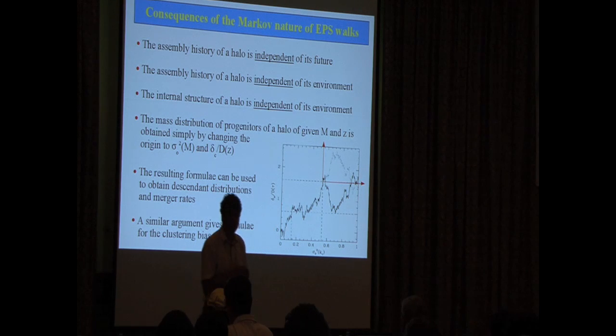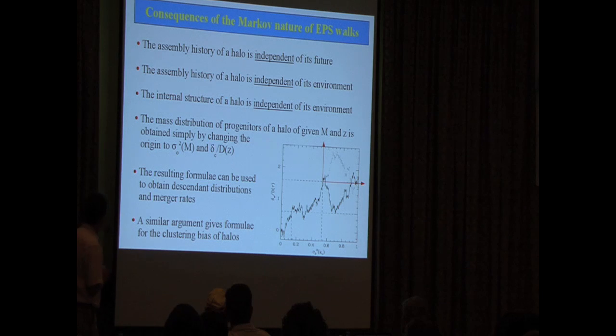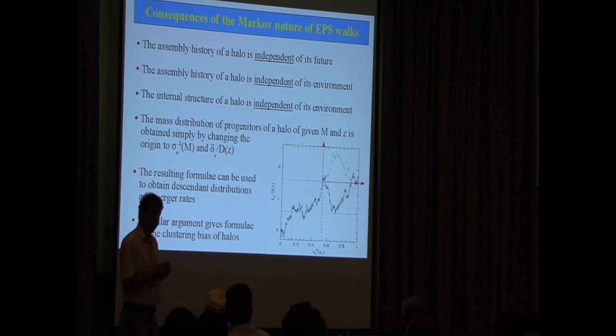So there are a number of consequences from this model. So this is just a model, okay? So one thing which is quite striking is because this is a random walk is Markov, it's reconstructed down here, the assembly history of a halo, that's how it was put together in the past, is independent of its future.